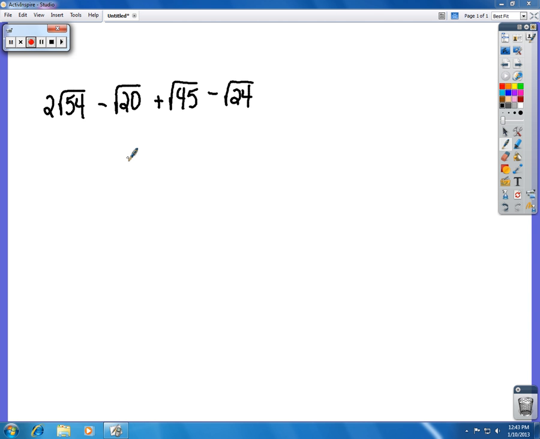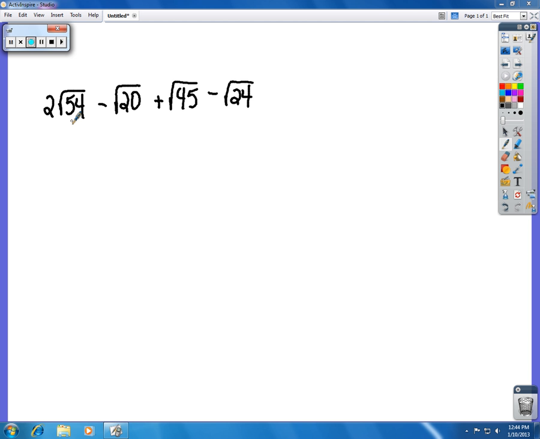Alright, and sometimes when you're trying to simplify these expressions, you need to simplify or break down each radical first before you can start trying to combine things together, and that's the case with this problem. So we're going to look at each one of these radicals in the problem individually and see if we can't simplify them down some. So if we look at 54, again, the whole point is to try to find a perfect square that goes evenly into 54, and preferably the largest one that does.